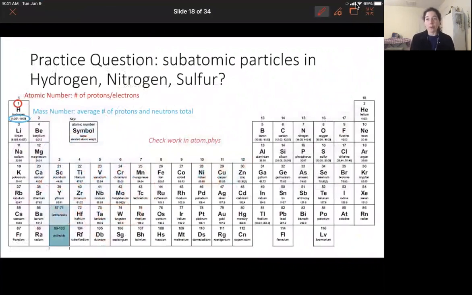Okay, so now I'd like you to answer a practice question about these. I'd like you to use the periodic table, okay? You're going to need to use the periodic table for this, not atom.phys, in order to figure out the number of protons, electrons, and your mass number on the periodic table for hydrogen, nitrogen, and sulfur, okay? So you'll want to pull up that periodic table that I said you're going to need earlier, and you're going to want to figure out how many of these different subatomic particles are in here. If you'd like to check your work, you can model them in atom.phys afterwards. I would recommend it, just so you can check and see if you did it right, and do your best to answer this question.